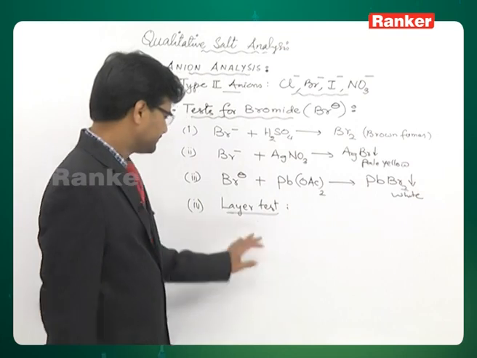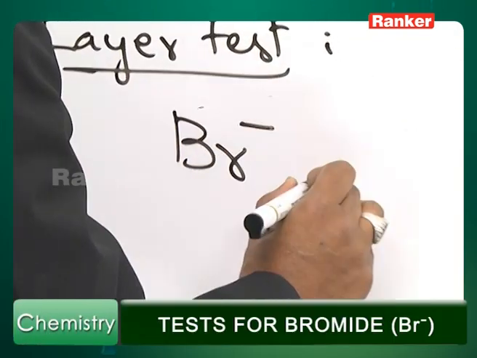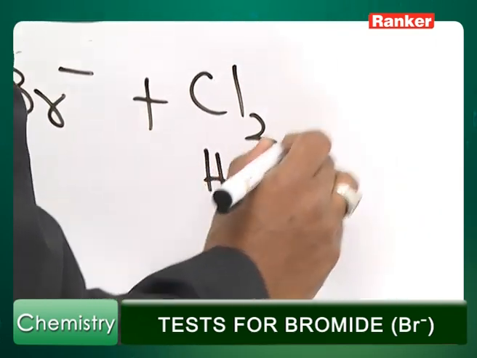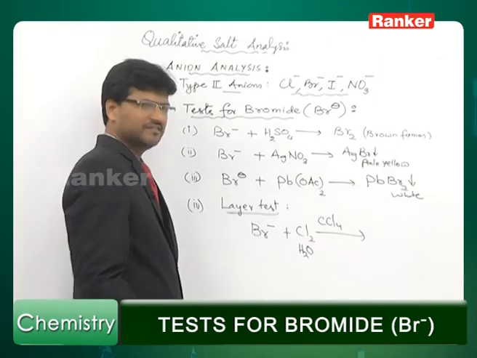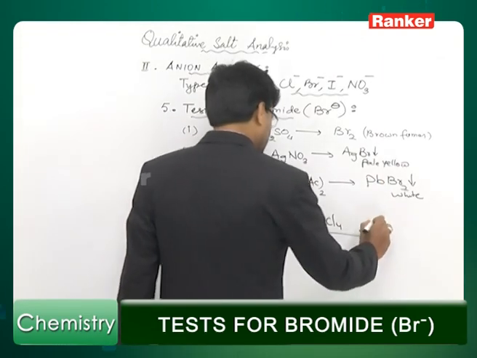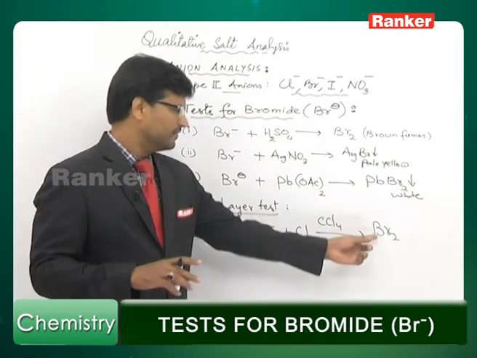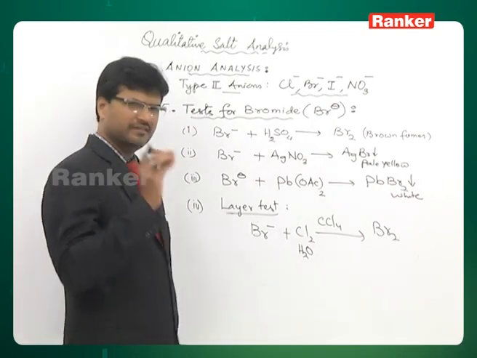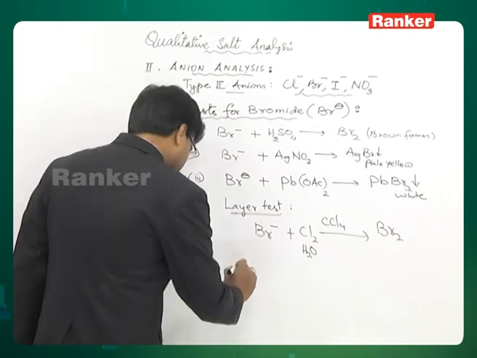Layer test. Bromide salt is treated with chlorine water in presence of some organic solvent like CCl4. Then bromide becomes bromine. This bromine which is formed will dissolve in CCl4, and the layer of CCl4 develops the color of bromine. So it is done like this.